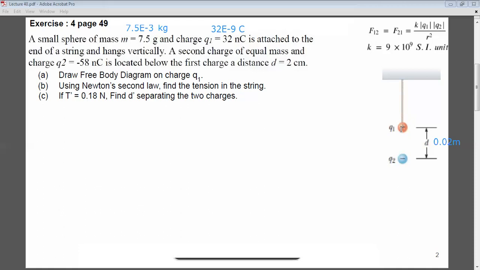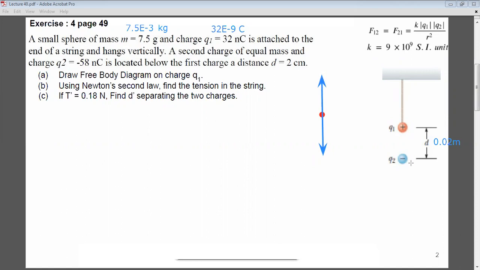Now, what are the forces acting on Q1? So let's start. We put a sphere. First and always, there is the weight. Okay, then what else? There is a string, so there is tension. There is no surface, so there is no normal and no friction.